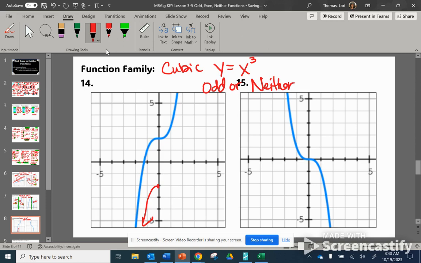And then this piece is going to look like this. And we can see these are not identical. They don't land on top of each other. So this is neither odd nor even.